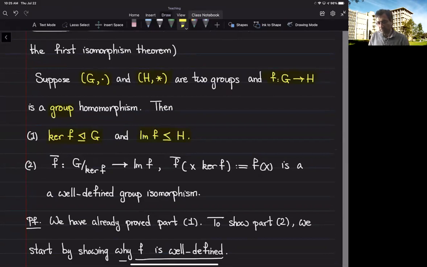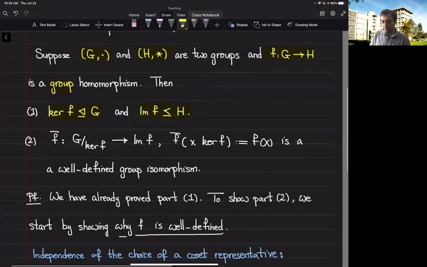Now, the second part is the important part of this theorem. It says, okay, now that the kernel of F is a normal subgroup, I can talk about the quotient group or the factor group of G by the kernel of F. So let's take the quotient of G by the kernel of F. Now I'm going to give you an isomorphism from this quotient group to the image of F. So the claim is that G modulo the kernel of F is isomorphic to the image of F. And in fact, we can also say what that isomorphism is.